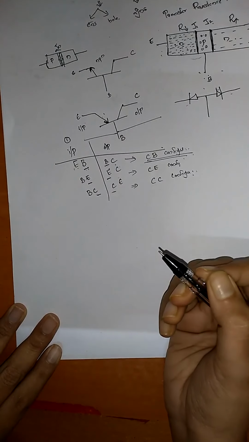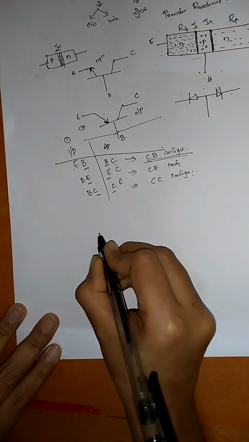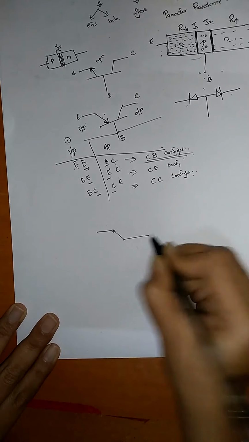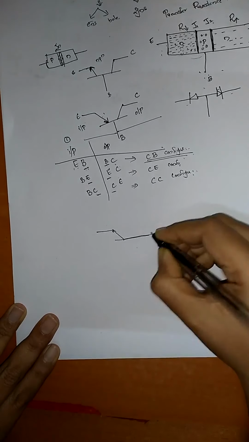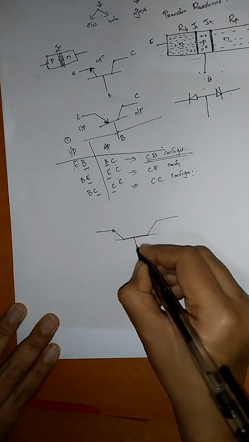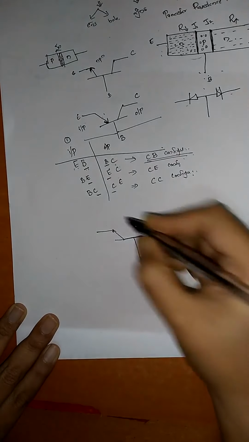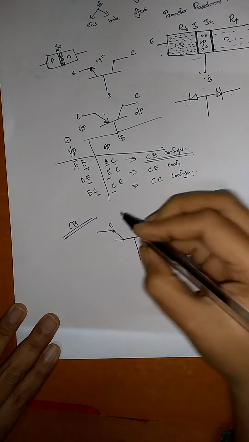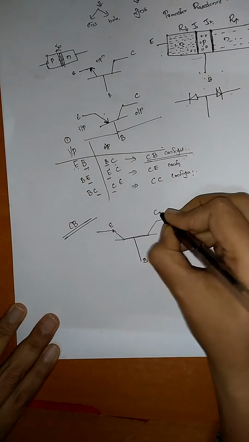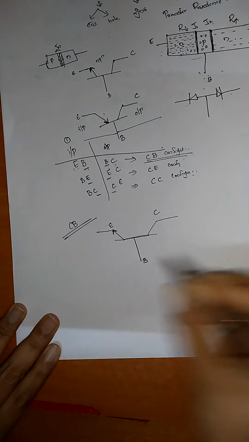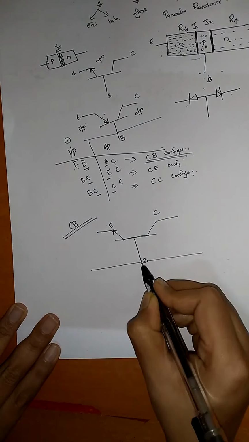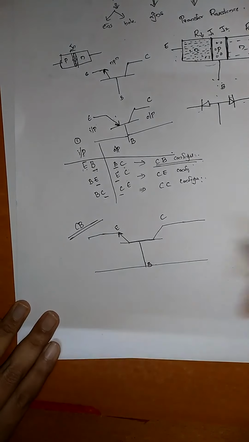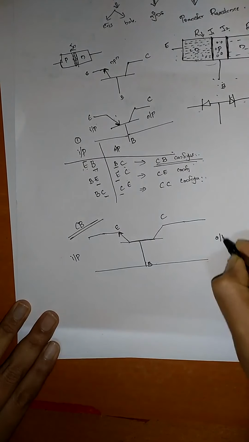So what will happen for a common base configuration? The same thing I am drawing, the same NPN transistor. So this is my base, common base, isn't it? I'm going to tell you about the common base configuration. So this is the emitter, base and collector. The base should act as a common between the input and output. So this is the input and this is the output.